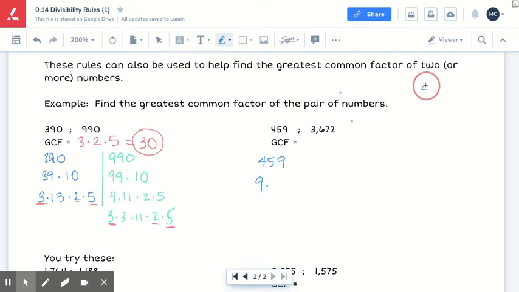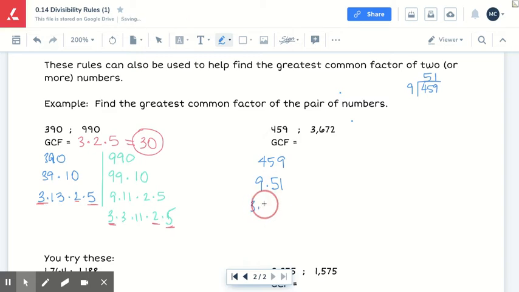So I'm going to do a little scratch work. So 9 will go into 45 5 times with nothing left over, and that leaves a 9. So it's 9 times 51. All right, now 9 and 51 are a little bit more reasonable.